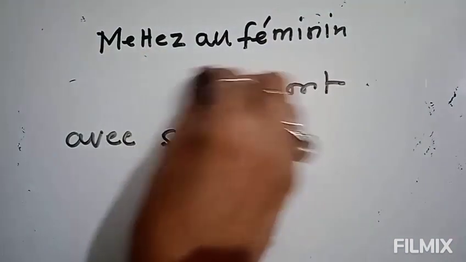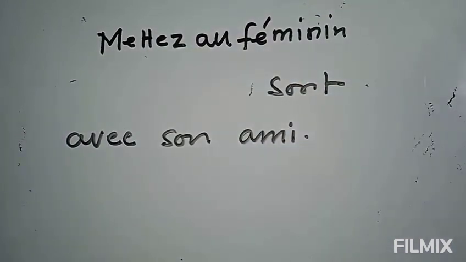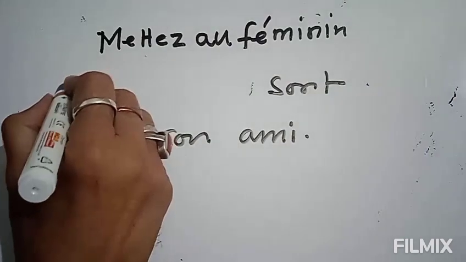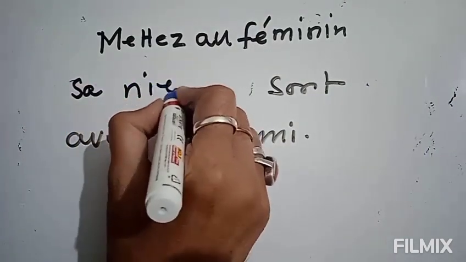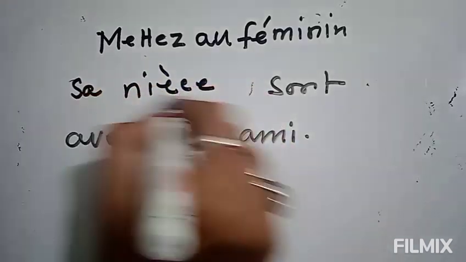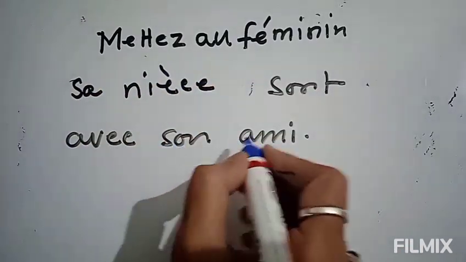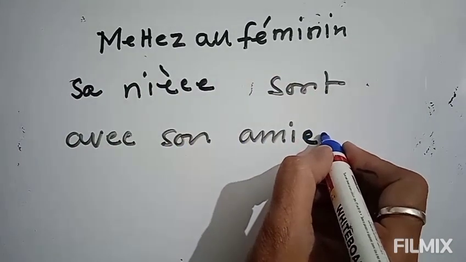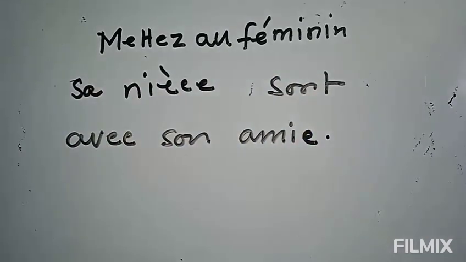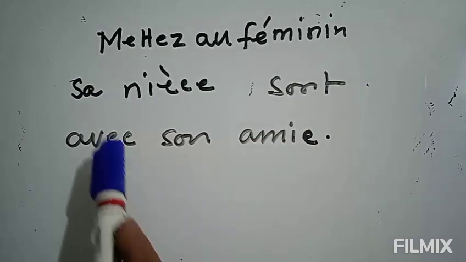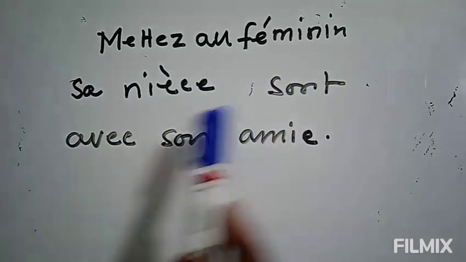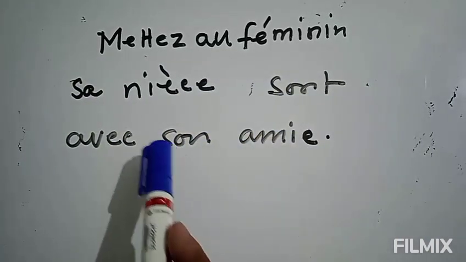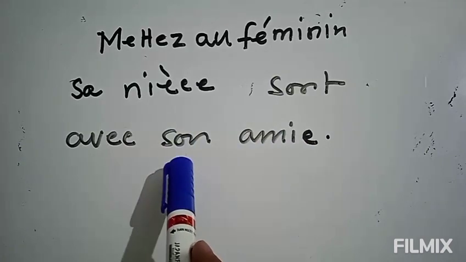So first you have to change it. Son will be sa in feminine. Nephew will be niece. Sa nièce. Sa nièce sort avec son ami will be changed to feminine. That is, an extra E is to be added. Okay, this is an exception. The possessive is exceptional here because it is not being changed. Sa nièce sort avec son ami. Okay. It does not change. It is an exception. Okay.